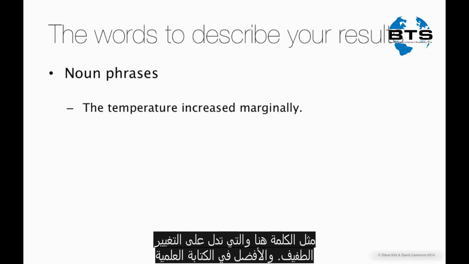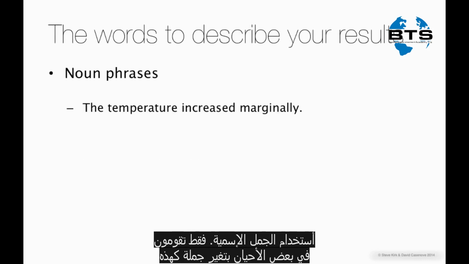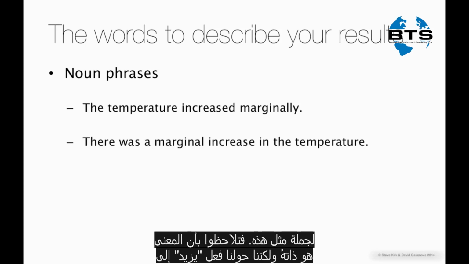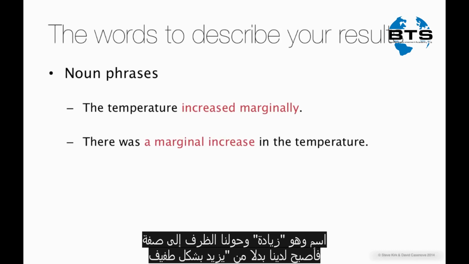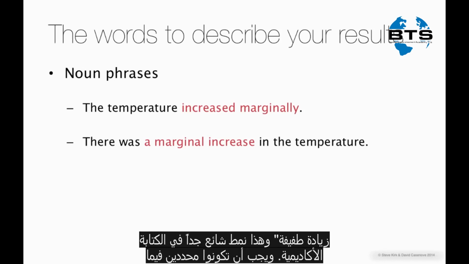Scientific writing really likes big noun phrases. So sometimes we might change a sentence like this into one like this. Notice that the meaning is the same, but we converted the verb increased into the noun an increase, and we converted marginally into an adjective marginal. So increased marginally to there was a marginal increase. This is a very common pattern in academic writing.